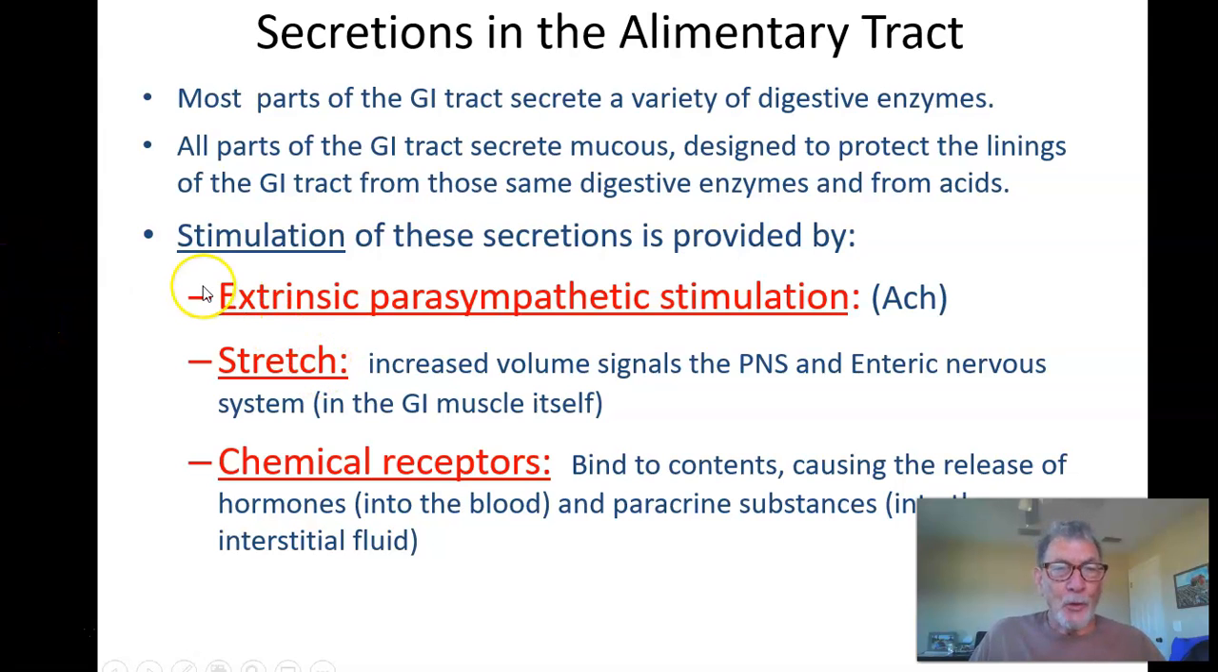And we have chemical receptors that tell us what is actually there. So if fats show up somewhere, you're likely to secrete fat digestive enzymes, protein receptors for protein enzymes. If you receive too much acid, you'll secrete secretin, which will stimulate the release of bicarbonate to take care of the acid.